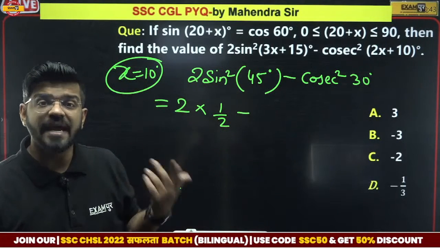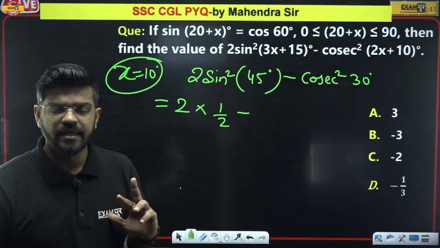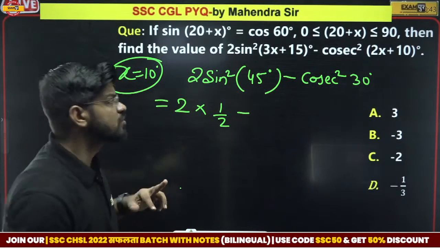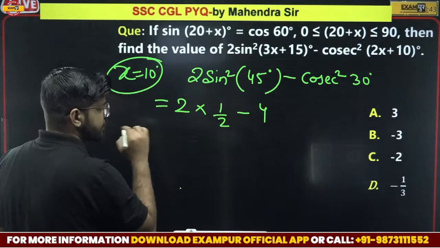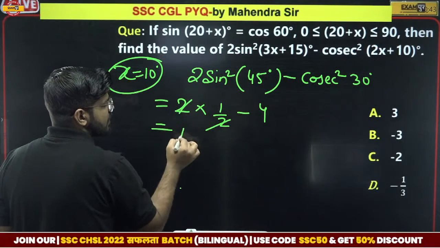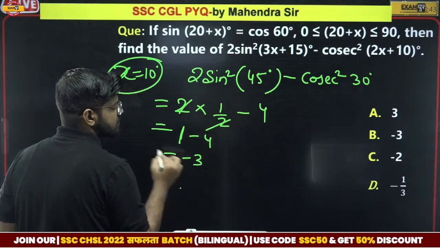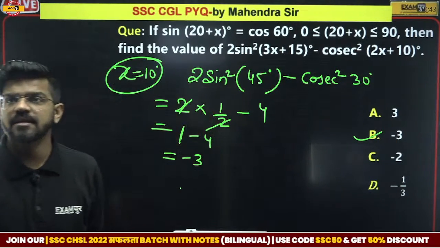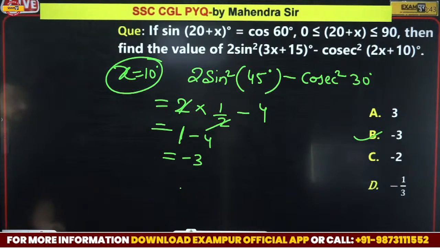What is sine 30 degree? Sine 30 degree is 1 by 2. Reverse it, this will be cosec 30 degree, which gives you 2. So 2 square is nothing but 4. Here the 2 cancelled out, so we get 1 minus 4, which gives you minus 3. So minus 3 is my right answer, that means option number B. Superb, Suhan. Absolutely correct.